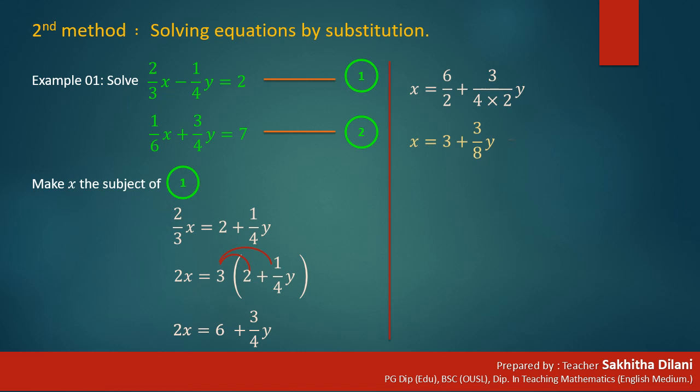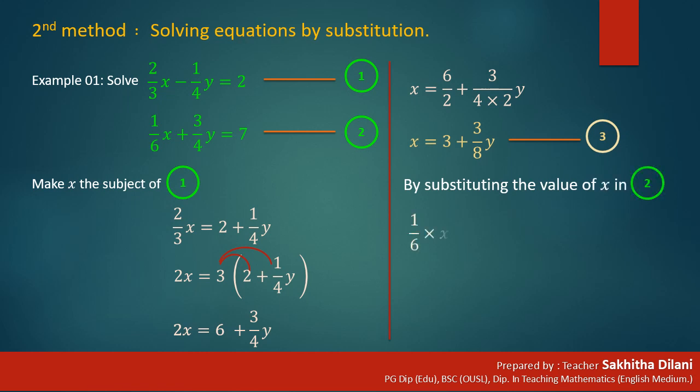3/8 y. Let's name that equation as the third equation. Now, the value of x is substituted in the second equation. 1/6 x plus 3/4 y equals 7. We can replace x by 3 plus 3/8 y. Then 1/6 into (3 plus 3/8 y) plus 3/4 y equals 7.